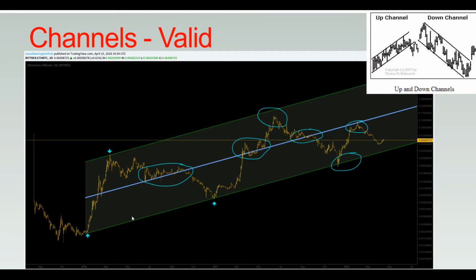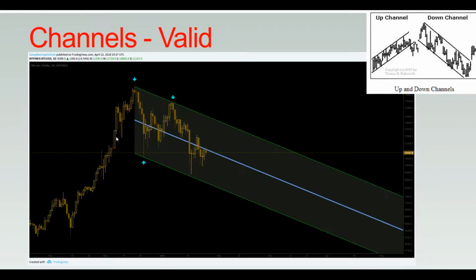So this is ETH BTC. This is a big one that I always watch, and this is what they generally look like up here in the top right. So they can be down as well. Here's one that is valid. That's a down one. This is on BTC.